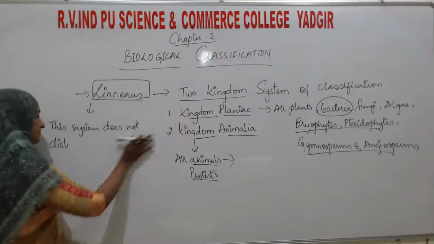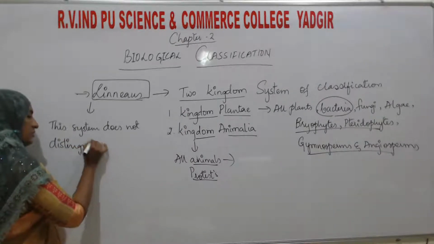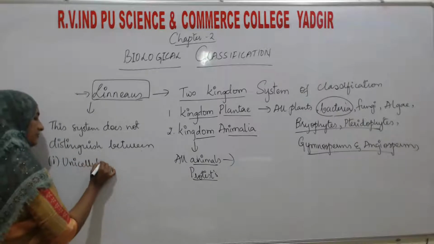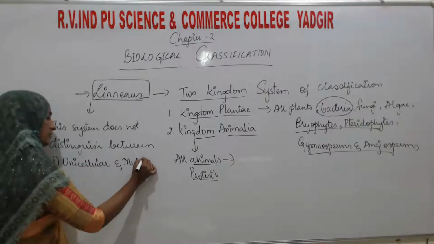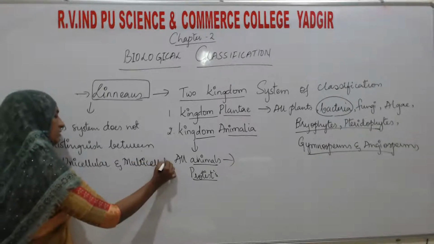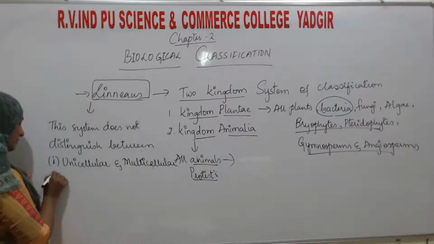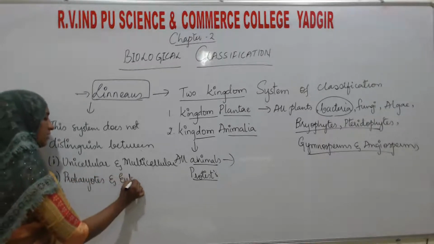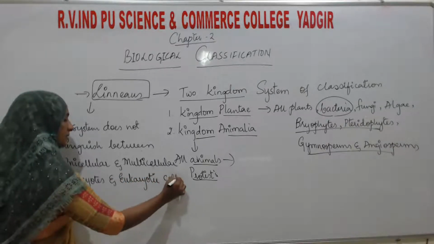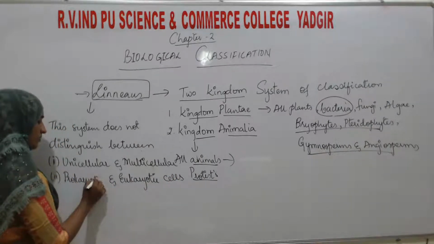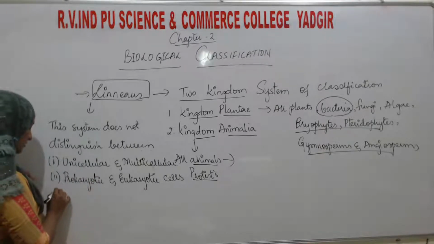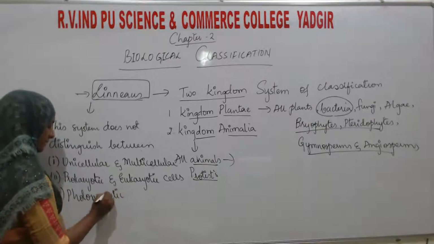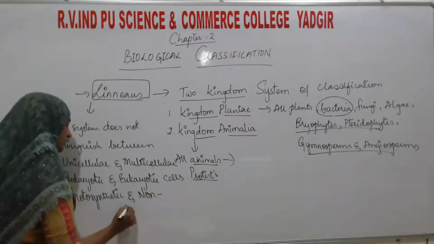This system does not distinguish, first thing, between unicellular and multicellular organisms. This is one character. Then it also does not distinguish between prokaryotic and eukaryotic cells. And the third thing, photosynthetic and non-photosynthetic.